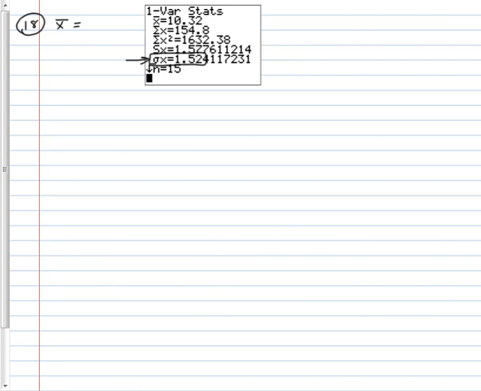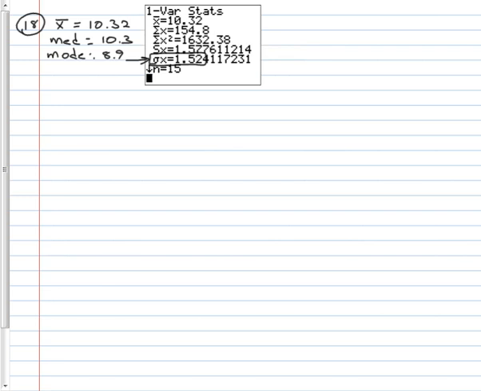Let's see, I haven't written down any of these. The mean was 10.32. The median was 10.3. Most frequent was 8.9. Standard deviation, 1.52.